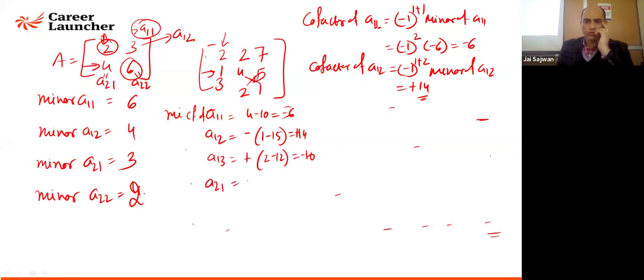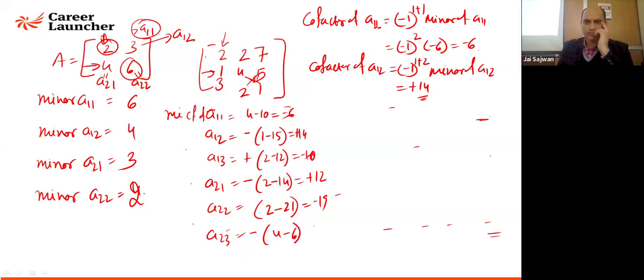A21 second row first column. ठीक है. तो ये क्या हो जाएगा? माइनस साइन. दिस इज 2 minus 14 plus 12. A22 हो जाएगा सेकेंड रो सेकेंड कॉलम. दिस इज 2 1s are 2 minus 21 minus 90. A23 क्या हो जाएगा? सेकेंड रो थर्ड कॉलम. इट इज माइनस साइन 4 minus 6.